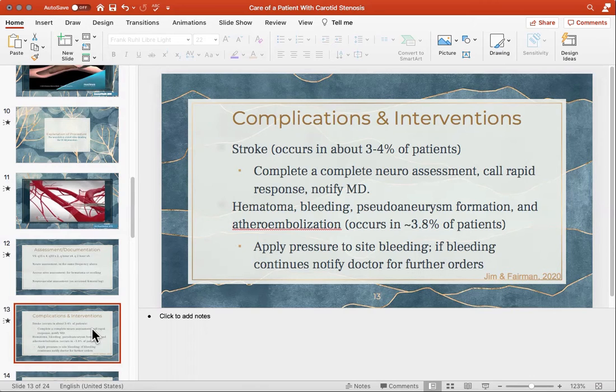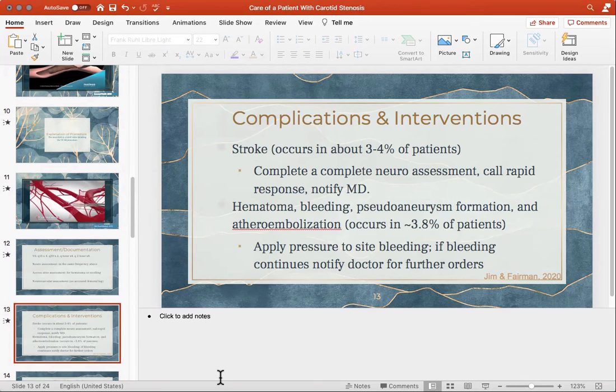In the instance of a stroke, you are to complete a complete neuro assessment to make sure that you're noting all deficits at that moment and document the time you notice them. You may call a rapid response so that way the rapid response nurse can see the patient and potentially run a stroke response, and then you will notify the MD that performed the surgery.